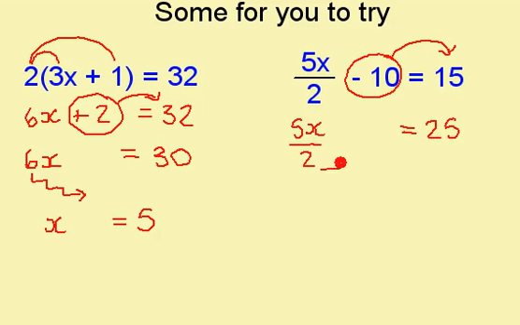To start, the 2 is going to go up the escalator. So we've got 5x equals 25 times 2, which is 50. Then the 5 is going to go down the escalator. So we've got x equals 50 over 5, which is 10.